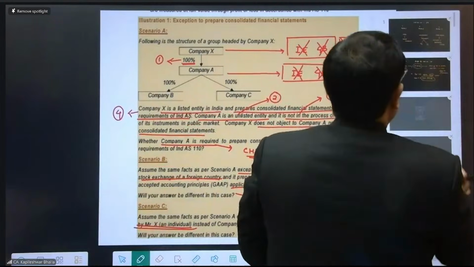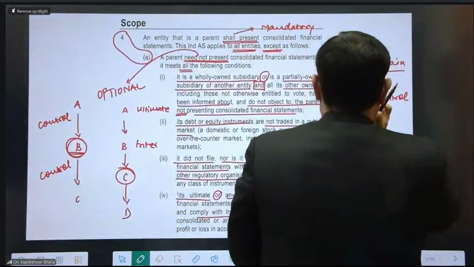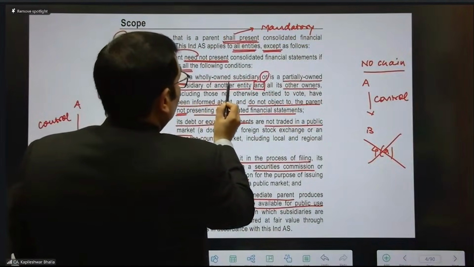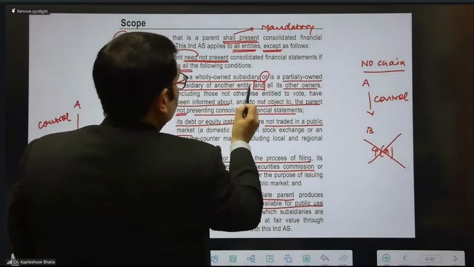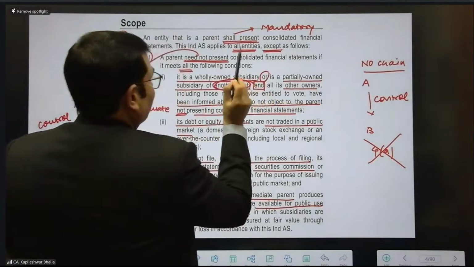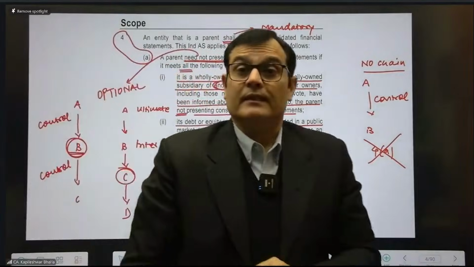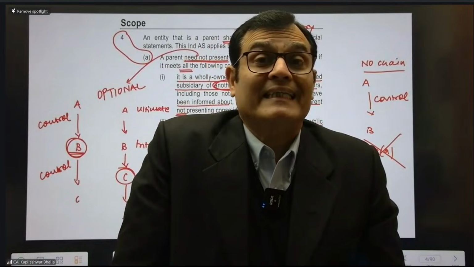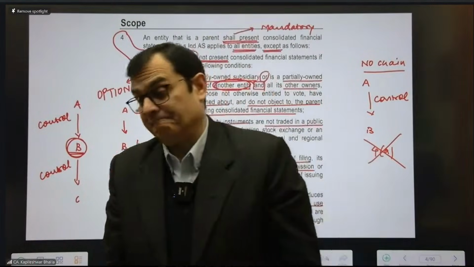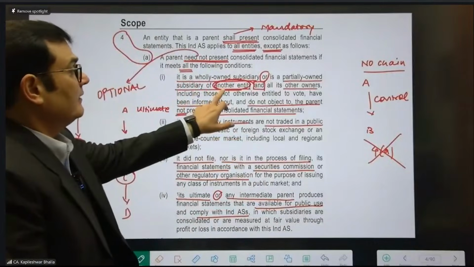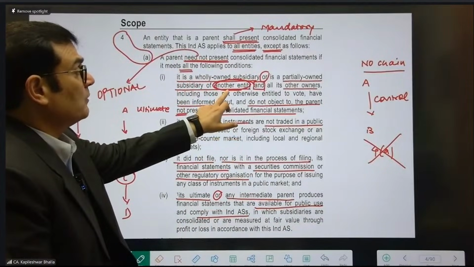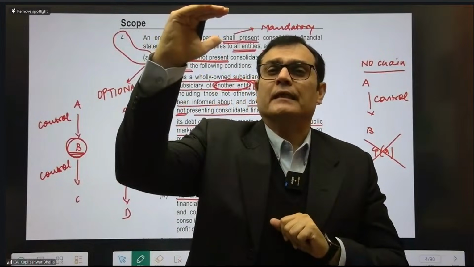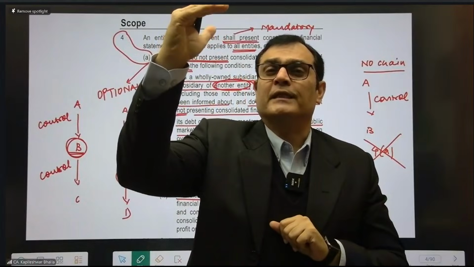The fourth condition, the ultimate parent, is okay. Let me first come back to the standard and show you something more. See what it says in clause 1. It is a wholly owned subsidiary or a partly owned subsidiary of another entity. In this case, is company X a wholly owned subsidiary of an individual or of an entity? It says you should be a wholly owned subsidiary or a partly owned subsidiary of another entity. So, is it important that on the top of the chain there should be an entity or an individual?